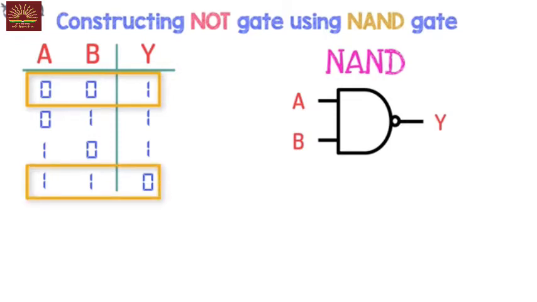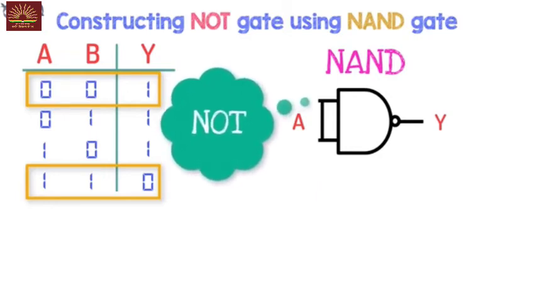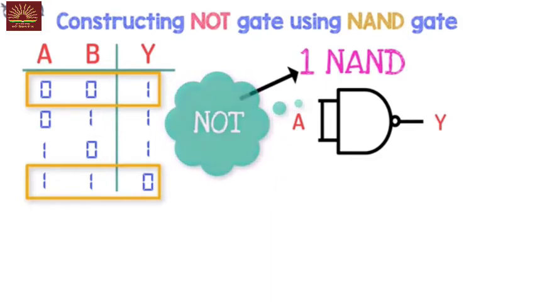Now this is important to us. Instead of representing two inputs at the same logic level, we can connect them together at the particular logic level. Let's call the input as A. The amazing part about this is that the output is inverted. Now that's the property of a NOT gate. Here we have a NOT gate constructed using a single NAND gate. So a single input NAND gate performs the same operation as NOT gate.